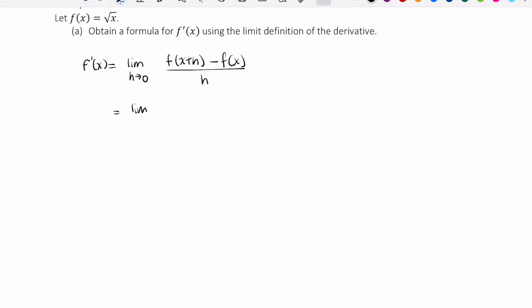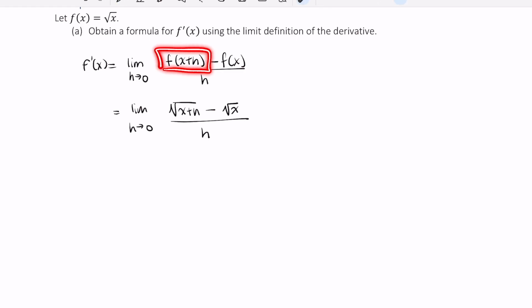So this is the limit as h approaches 0 of the square root of x plus h minus the square root of x, divided by h. And all I've done here, using function notation, is taken whatever is inside, in this case x plus h, and put it inside the square root function.